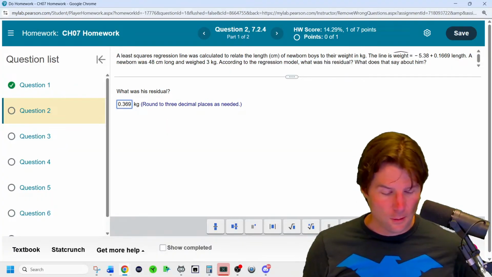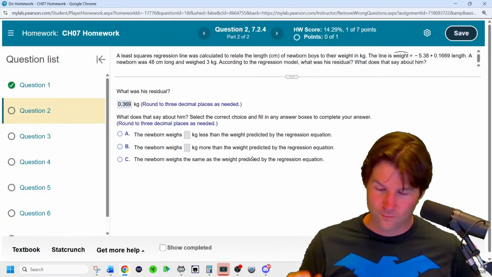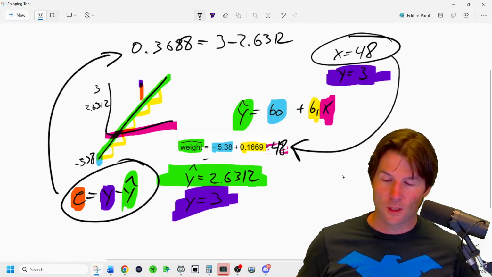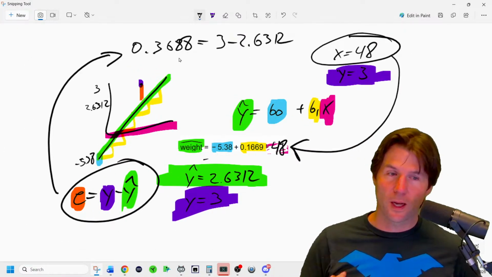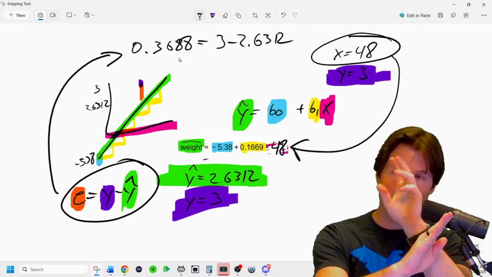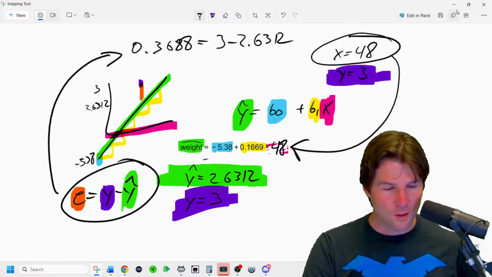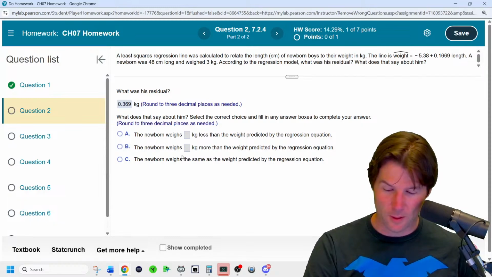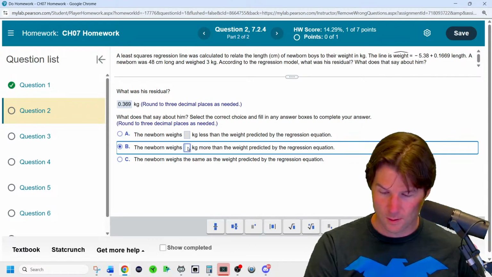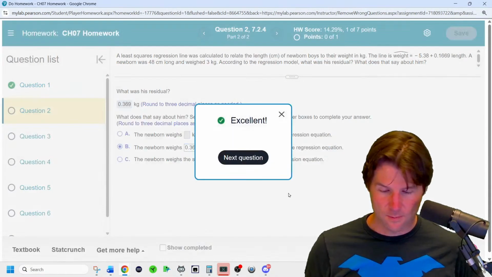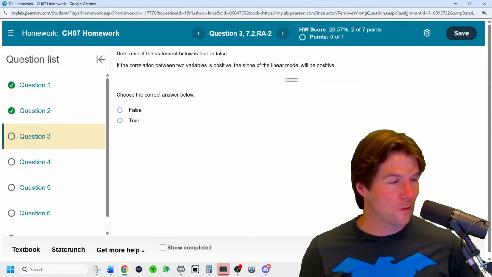When you try your best. And if you take a look, this will answer the question by looking at it visually. The baby weighs this much more than predicted because the residual is positive. When the residual is positive, the actual is higher than the prediction model. And so that means the newborn baby weighs this much more than predicted. There we go.